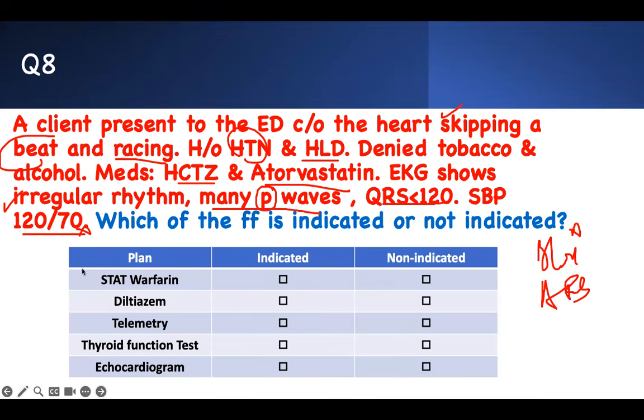What is indicated? Start warfarin? No. Rate control is number 1. Diltiazem, excellent. It has to be in the tele unit, excellent. Thyroid function test, yes, to make sure hyperthyroidism is not causing it. Echocardiogram, yes. Sometimes they already have a clot, so you need to check it. All these things are very important. But starting warfarin is not indicated. So, a straightforward case study.